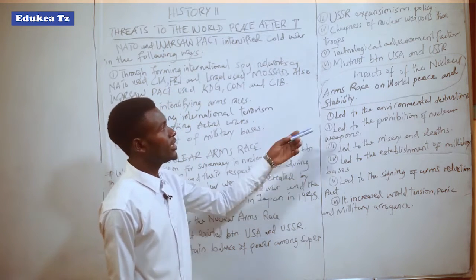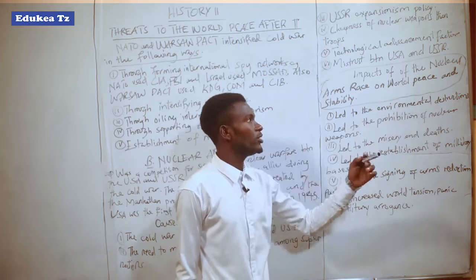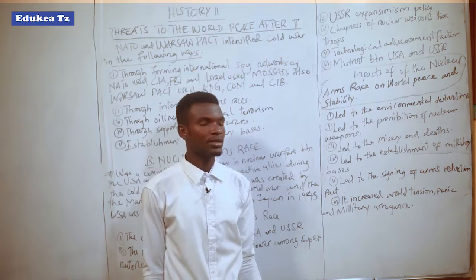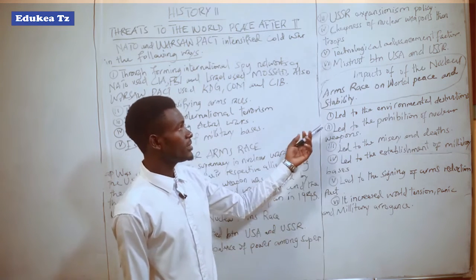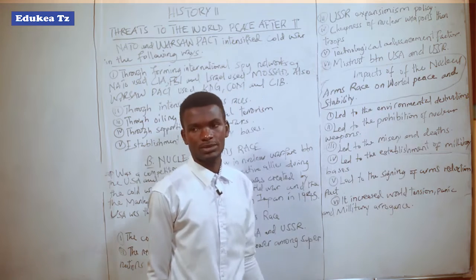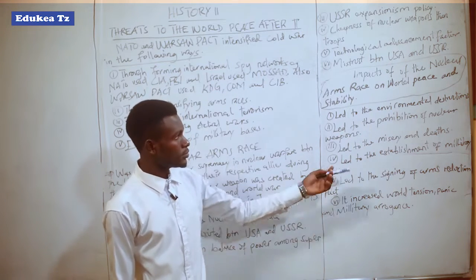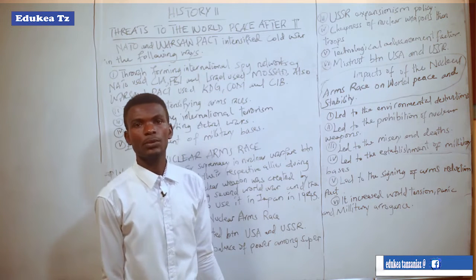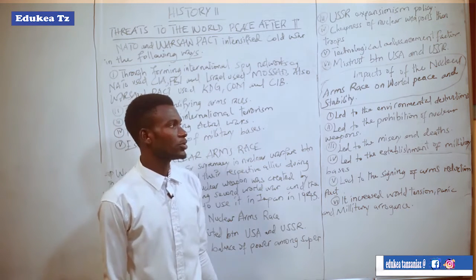After looking at that, let us see the impacts of the nuclear arms race on world peace and stability. The first impact was that it led to environmental destruction. It means that the arms race, or nuclear weapons, led to environmental destruction.